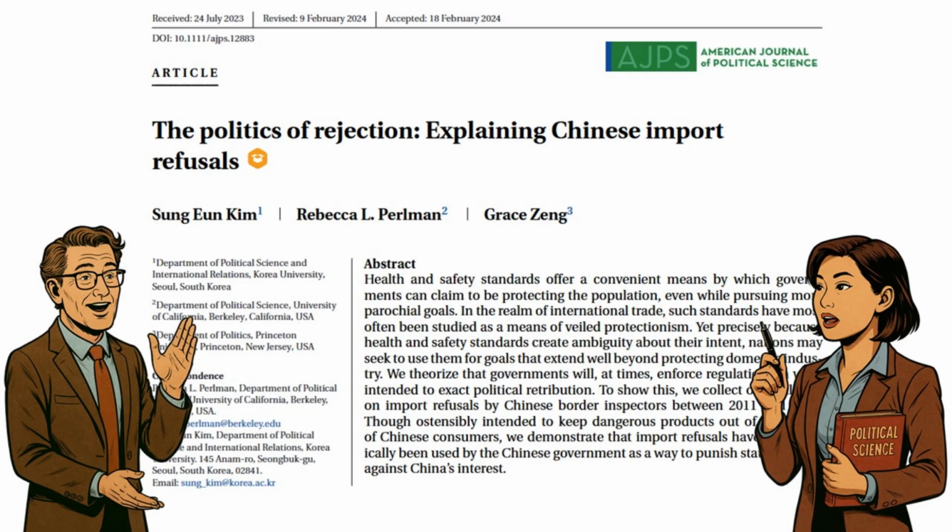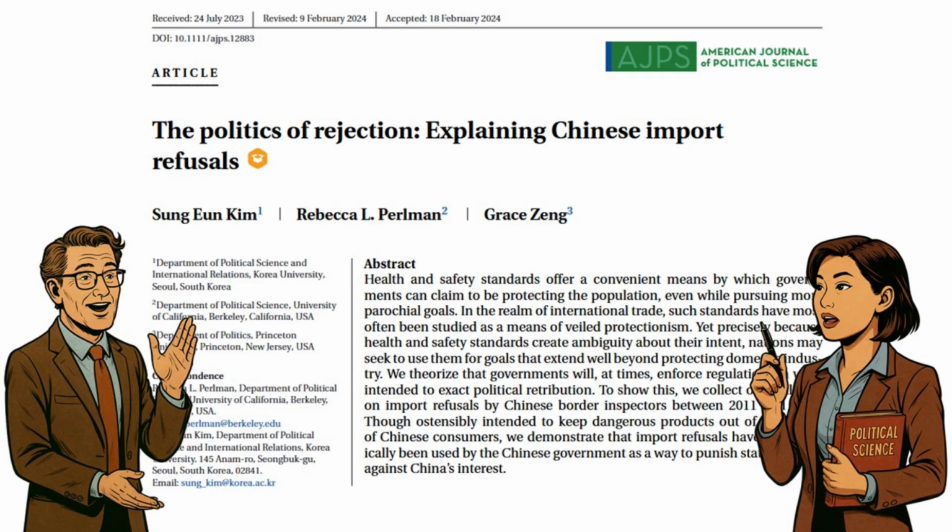Most work on regulatory barriers treats them as disguised protectionism, aimed at shielding domestic industries. This paper adds to the literature by showing that these same barriers can serve non-economic goals, specifically coercion or retaliation, blurring the line between trade policy and foreign policy tools. What's the research design like?